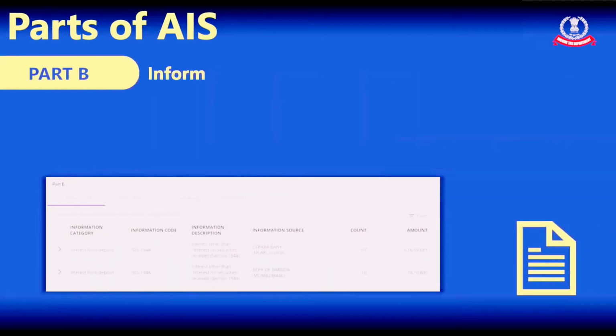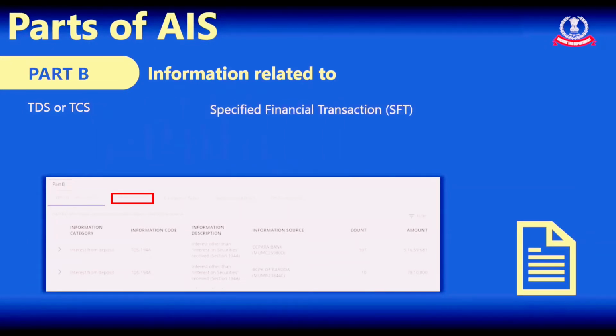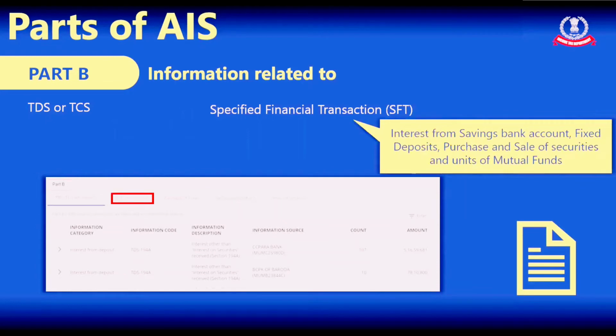In Part B, we have information related to TDS or TCS, for example, TDS on salary, TDS on FD interest or rent, etc. It also contains specified financial transactions like interest from saving bank account, interest on fixed deposits, purchase and sale of securities, and units of mutual funds.